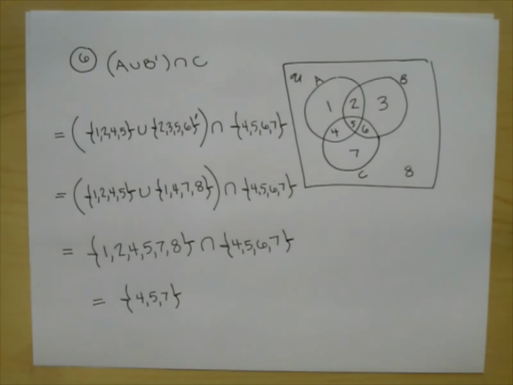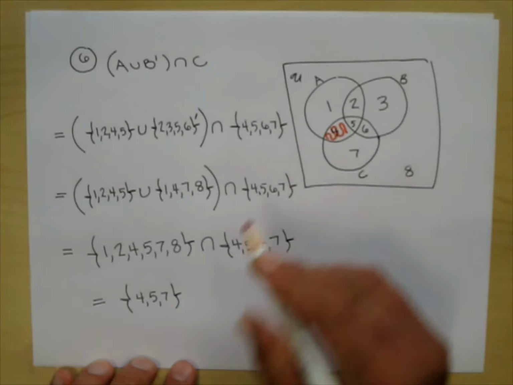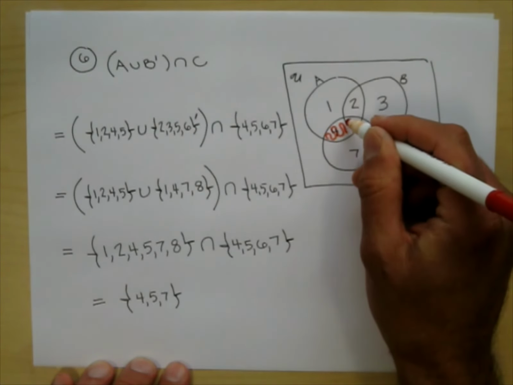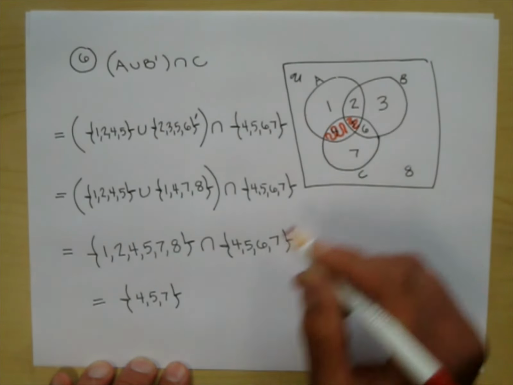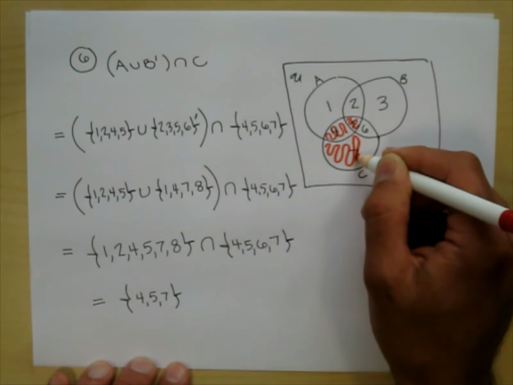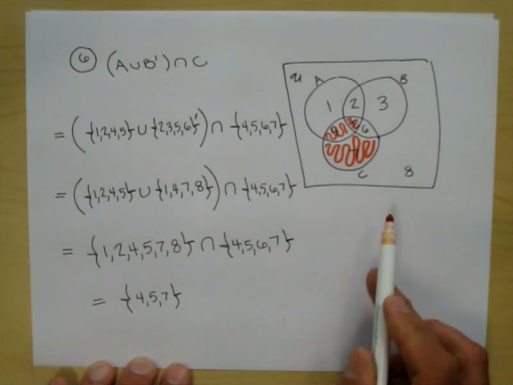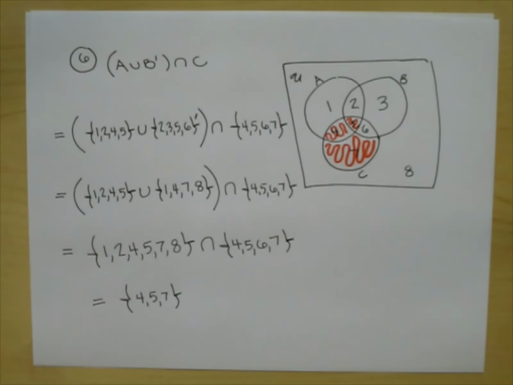So let's shade region 4, 5, and 7. And that right there in that box is my answer. So this is how you do Venn diagram shading.